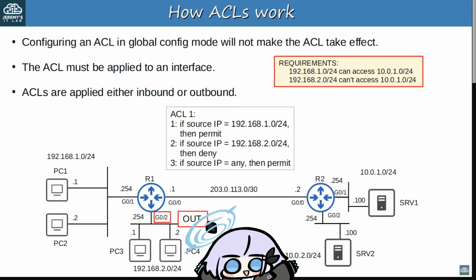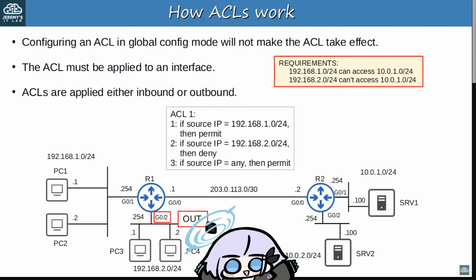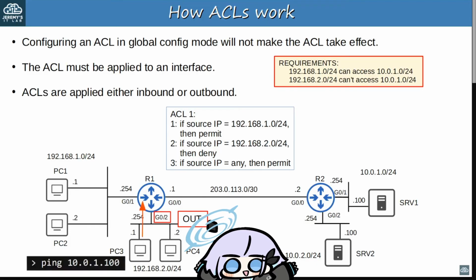For example, what if we applied it outbound on G02? That means it will only take effect on traffic exiting G02. Does that fulfill the requirements? No, it doesn't. Why not? Because R1 will only use the ACL to filter traffic exiting G02, not entering it. If PC3 tries to ping server 1, when the ping reaches R1, it won't even check the ACL, because the traffic is entering G02, not exiting it. So R1 will forward the traffic to R2, which will forward it to server 1.